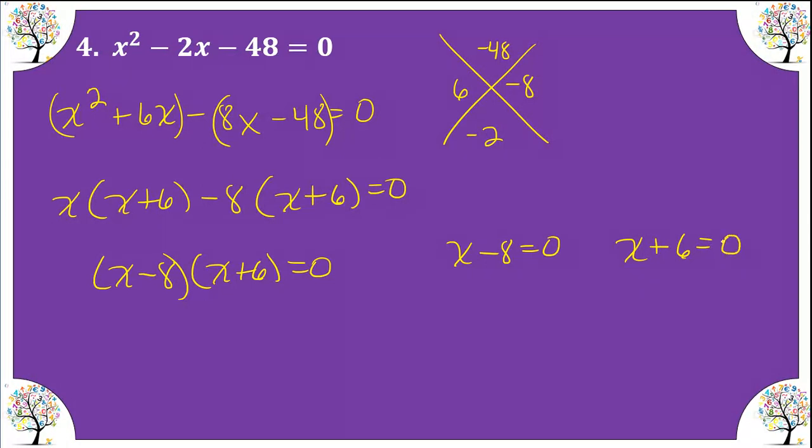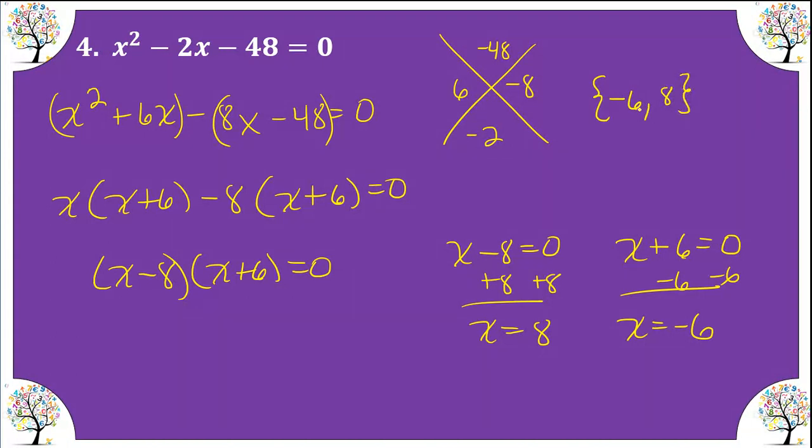Remember, when y is 0 and you're solving for x, that is your x-intercept. So one x-intercept is positive 8. Our second x-intercept is negative 6. Our two real solutions are negative 6 and 8.